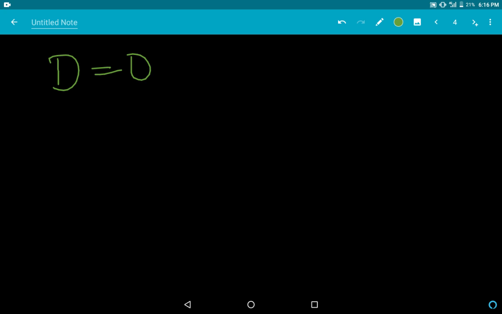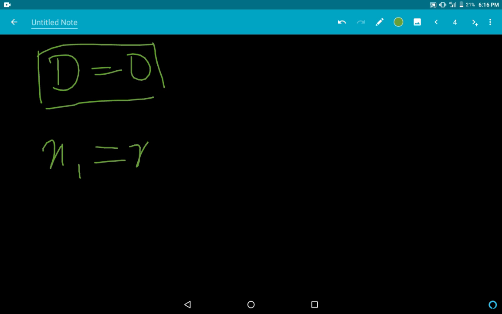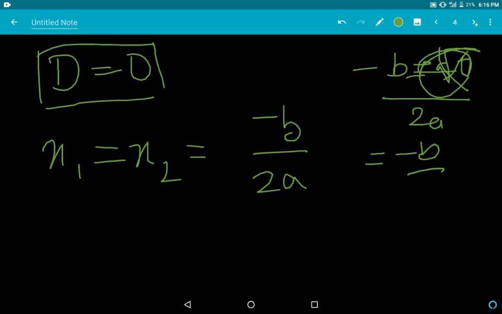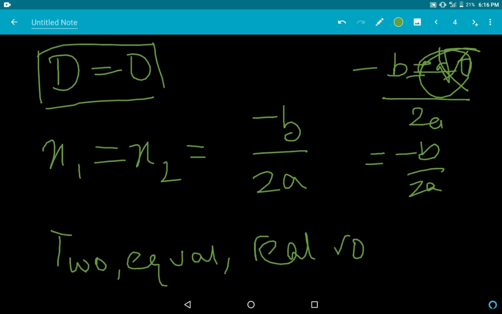Now if I give d equal to 0, then I can say x1 will be equal to x2. Why? Because this will be minus b plus minus root 0 by 2a, which, this thing gets cancelled, is minus b by 2a. So we have two equal real roots.